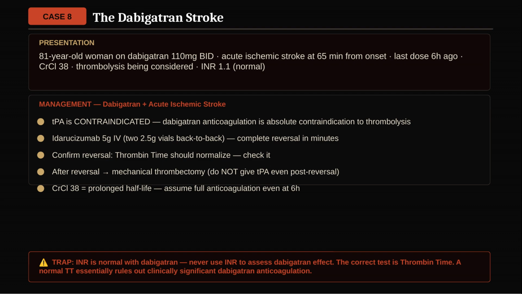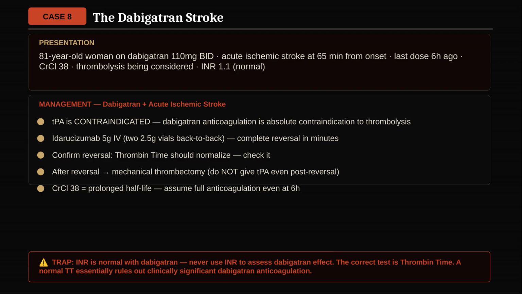The correct path: give idarucizumab 5 grams IV, 2.5 gram vials given back to back. Complete reversal in minutes. Confirm with thrombin time, which should normalize rapidly. After reversal, proceed immediately to mechanical thrombectomy. Do not give tPA even after reversal. Reversal occurred too close to the procedure, and thrombectomy is the definitive treatment.